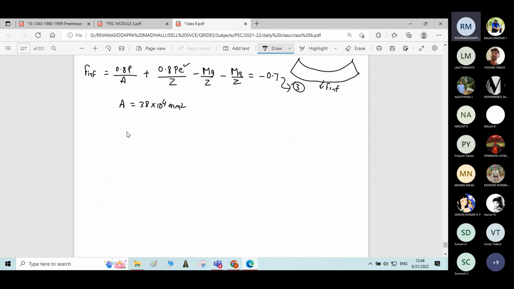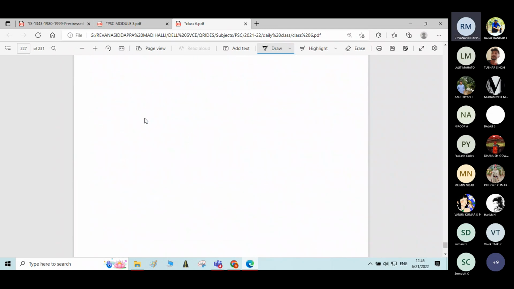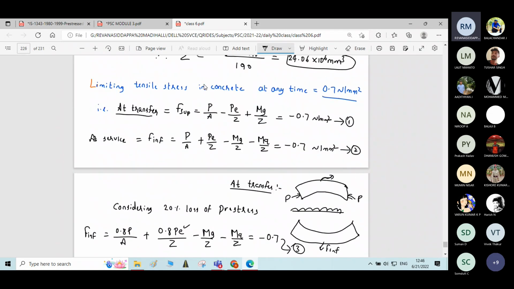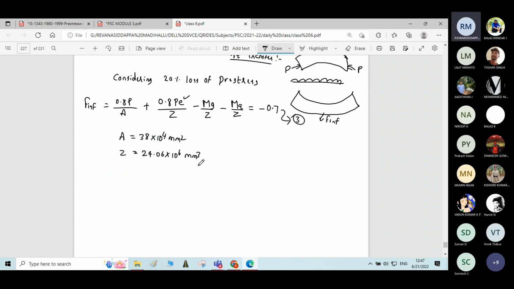Eccentricity is also not known. Okay, you keep as it is, no problem. Eccentricity is also not given, or else it is not known. But sectional modulus we have calculated. How much is the sectional modulus? 24.06 into 10 power 6 mm cube is the section modulus. Then what else is required? Mg and Mq are required.